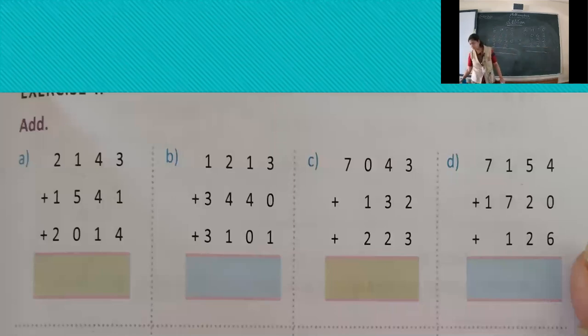Now children, let's solve. First, we'll add ones. Okay, the digits which are at ones place. 3 plus 0 will be 3. In 3, just add 1. You will get the successor or the next number, that is 4.